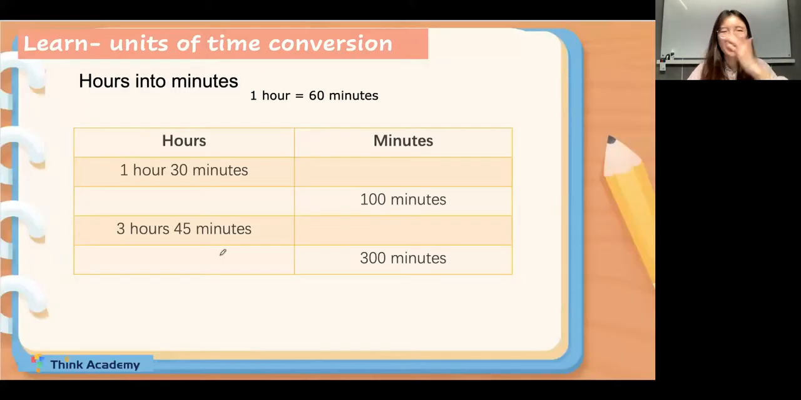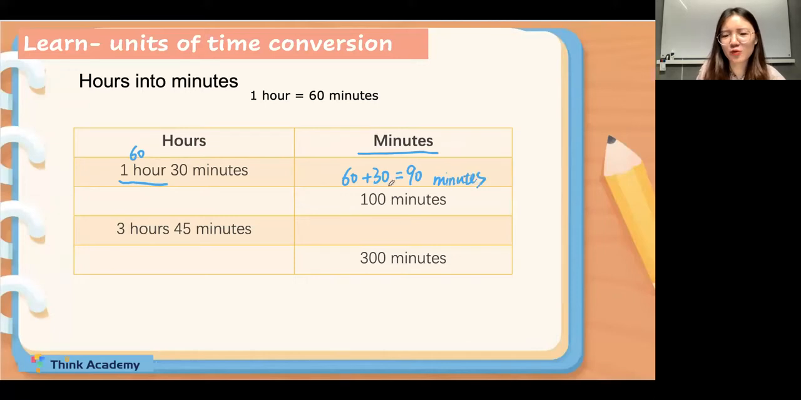Okay. Now let's have some challenge questions. We have known that 1 hour equals 60 minutes, and let's see how to convert the time in hours to time in minutes. For the first one, 1 hour equals 60 minutes, and for the time in minutes, we can just use 60 plus 30, right? Then it will equal 90 minutes. Perfect, 90 minutes.